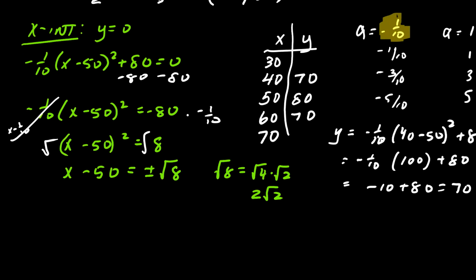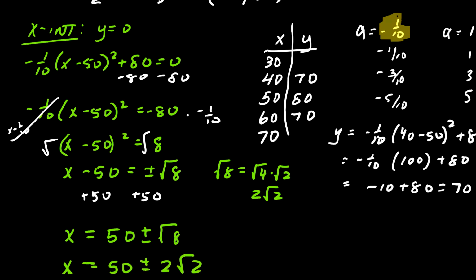And in finishing this, we'll add 50 to both sides. When we add 50 to both sides, we have x equals 50 plus or minus the square root of 800. This will serve for better approximation, but if you're looking for an exact answer, we'll go ahead and write 50 plus or minus 20 root 2. And those will be our two x-intercepts.